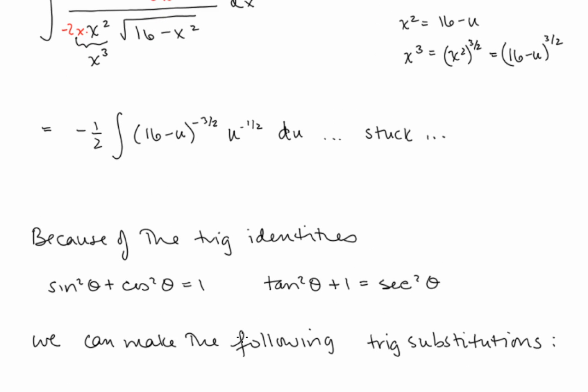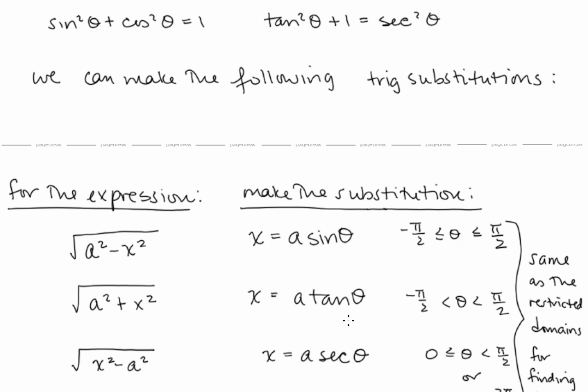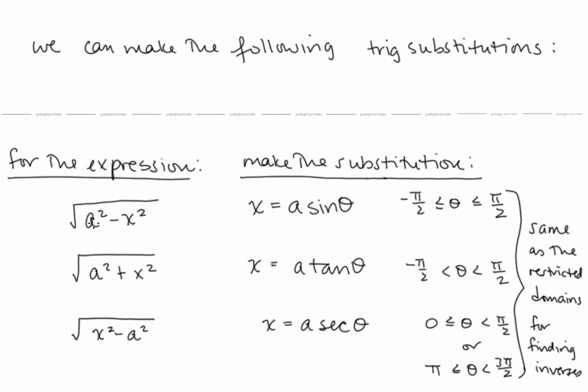Now, because of the trig identities, sine square theta plus cosine square theta is equal to 1, and from that we get tan square theta plus 1 is equal to secant square theta. Because of these trig identities, we can make the following substitutions. For the expression radical a squared minus x squared, we want to make the substitution x equals a sine theta. For radical a squared plus x squared, x equals a tan theta. And for radical x squared minus a squared, x equals a secant theta.